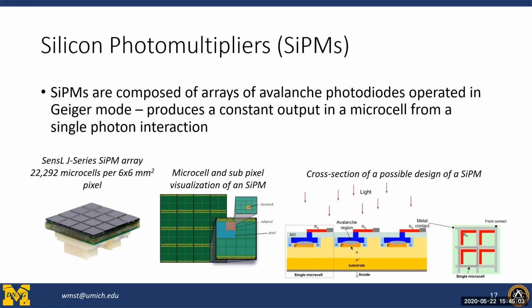You can think of this like the Geiger counter that was shown many slides ago, where it didn't matter what energy particle went into it, you got a constant output pulse. The same idea applies here: you get some constant output pulse for the photon. And because we've got, say, 22,000 of these microcells, they of course have some efficiency, but if you have a scintillator response where you're getting like 10,000 photons that can interact with all of these microcells, you can get a proportional response to the amount of light that is collected.